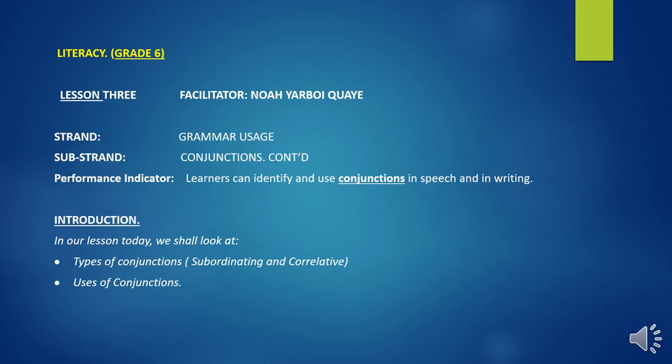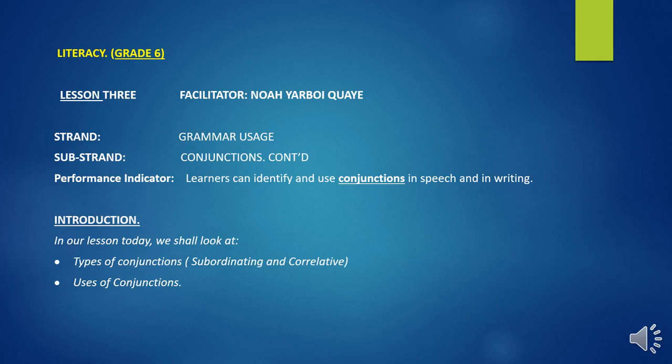Our strand today is grammar, and the substrand is conjunctions. That is a continuation of Lesson 1. Our performance indicator: learners can identify and use conjunctions in speech and writing. In our lesson today, we shall look at types of conjunctions and then uses of conjunctions.